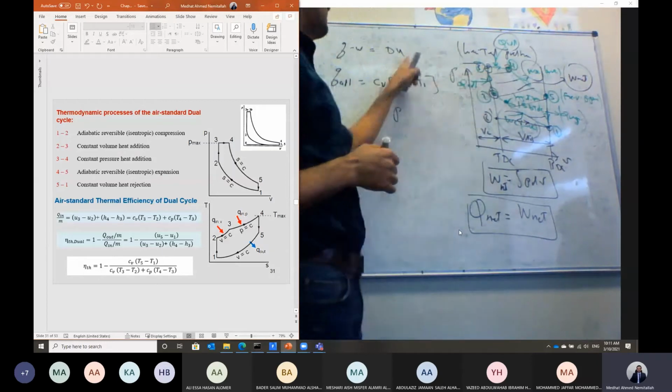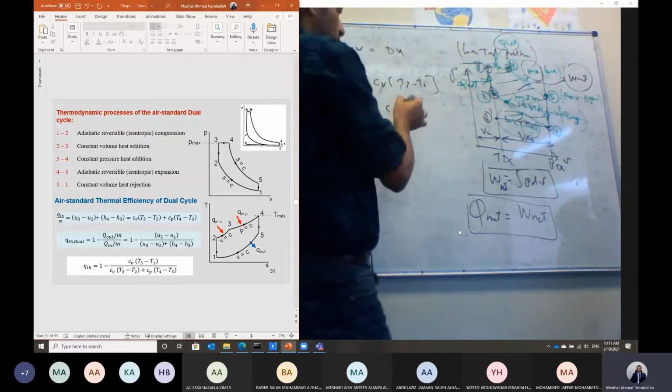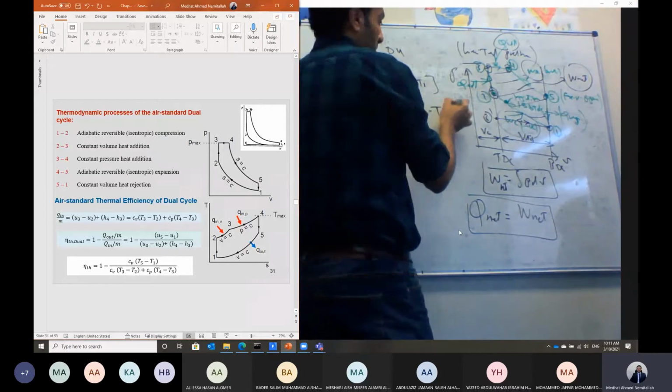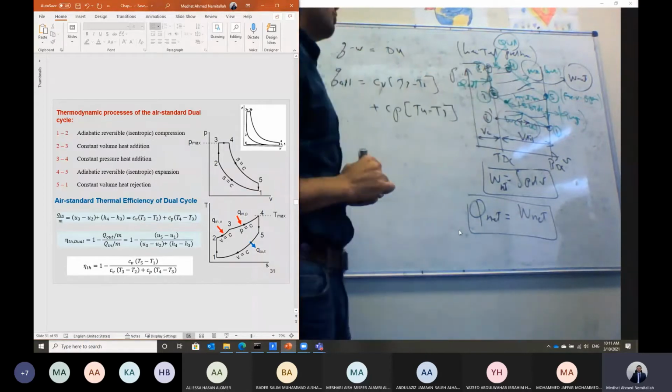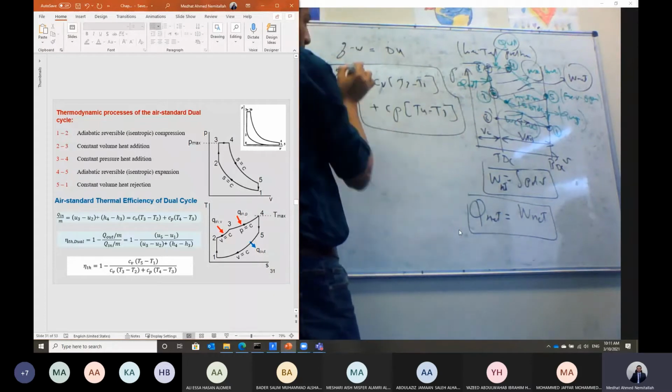Pressure multiplied by delta V, we can combine it with delta U, it will be delta H. And delta H will equal Cp delta T, so it will be Cp multiplied by T4 minus T3. And this is the heat added, the net heat added to the cycle.